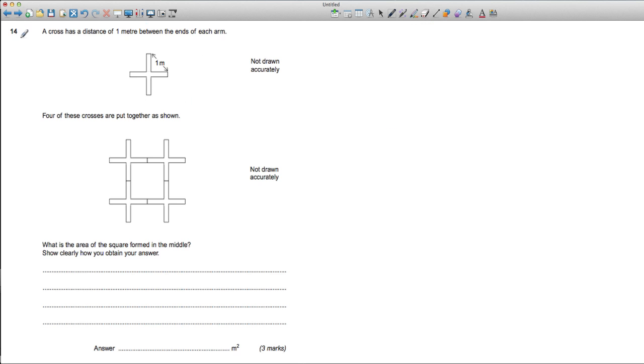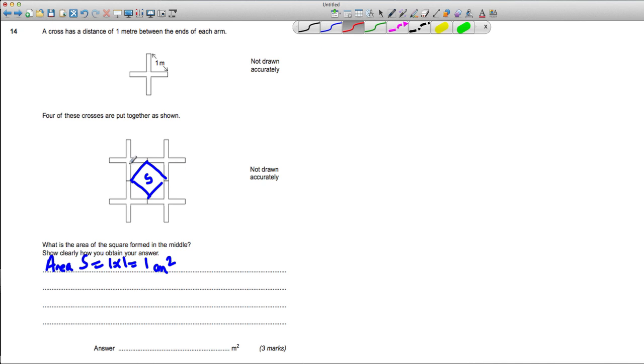Okay, next question. We are told if we have the following shape, then the diagonal distance here is equal to 1 metre. 4 of these crosses are put together, and it asks us the area of the shape formed. Show clearly how you get your answer. Imagine I drew a line from here to here, here to here, here to here, and here to here. Would you agree that each of those distances are 1 metre? Hopefully you would. So the area of this square here must be 1 times 1, which is 1. So area of S is 1 times 1, which is 1 centimetre squared.